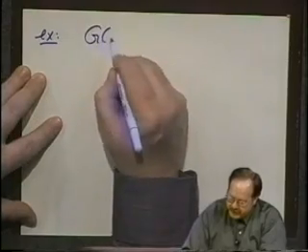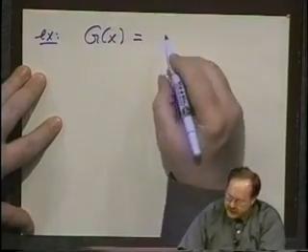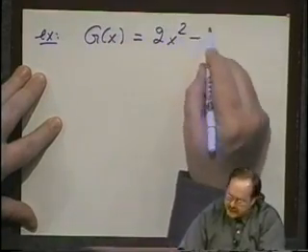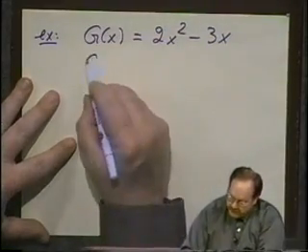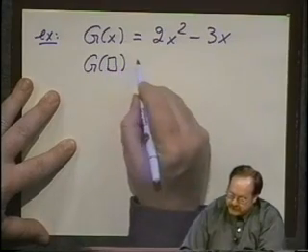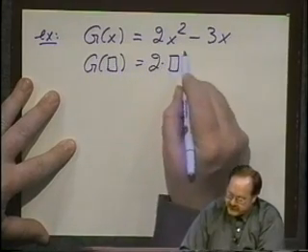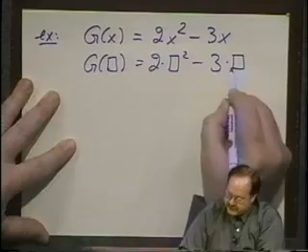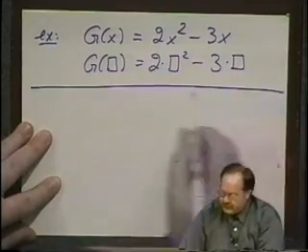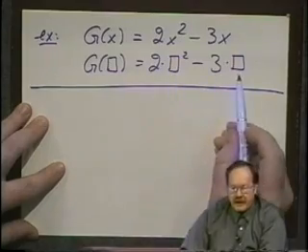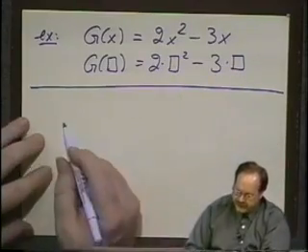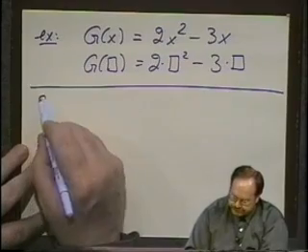Example, suppose I have a function capital G of x equals 2x squared minus 3x. Now, in order not to confuse myself, I'm going to rewrite it as G of box equals 2 times box squared minus 3 times box. Now the structure of the function here is made clear. Whatever goes in the box here goes in the box on the other side. And then you can do a series of examples.